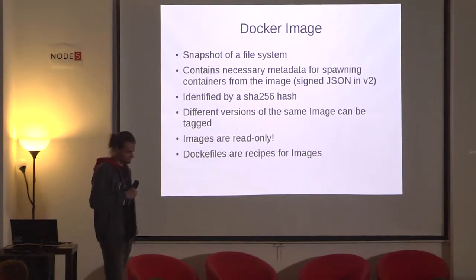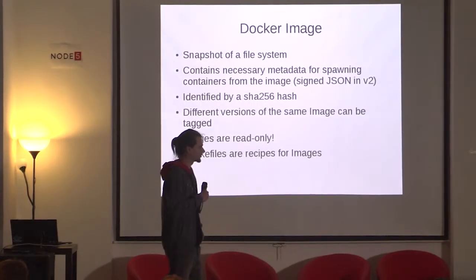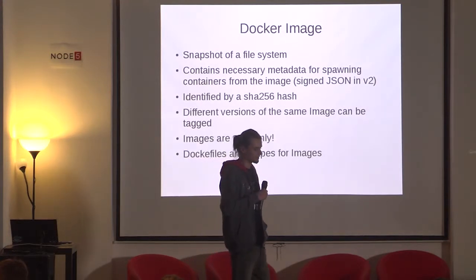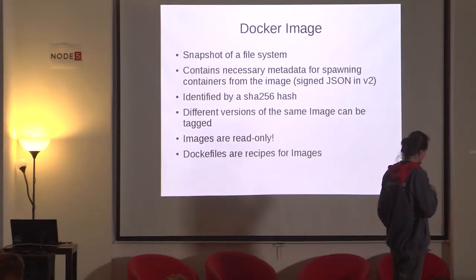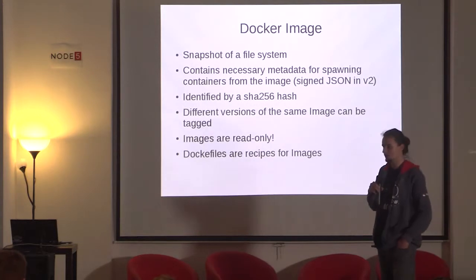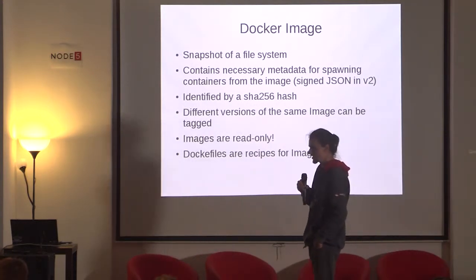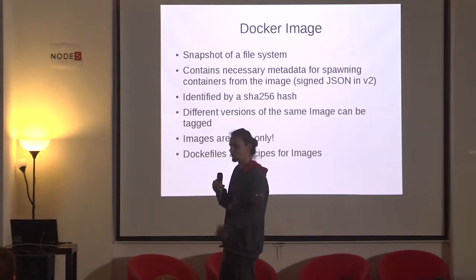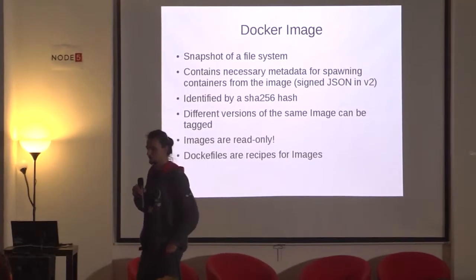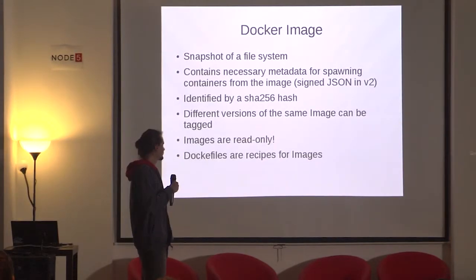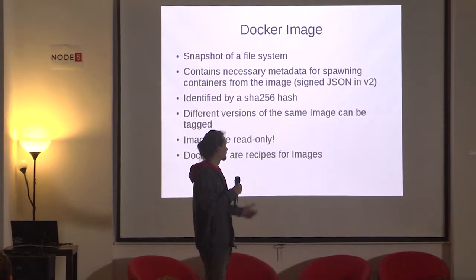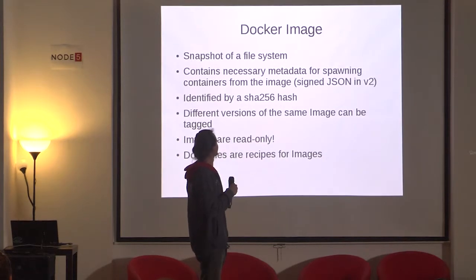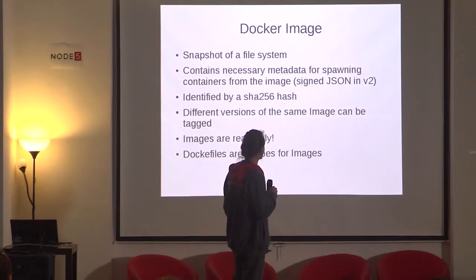So, what is a Docker image? Well, a Docker image is like the basic block that is used in Docker to build applications from. A Docker image is basically a snapshot of a file system. If you try to save one of your Docker images that you have on your computer into a file, you may be surprised that it's a regular tar archive. And that's pretty much it. The Docker image also contains necessary metadata for spawning the containers from that image.